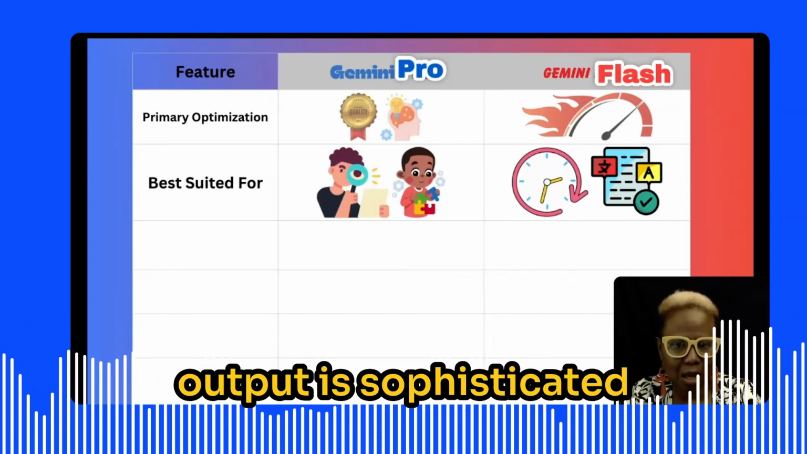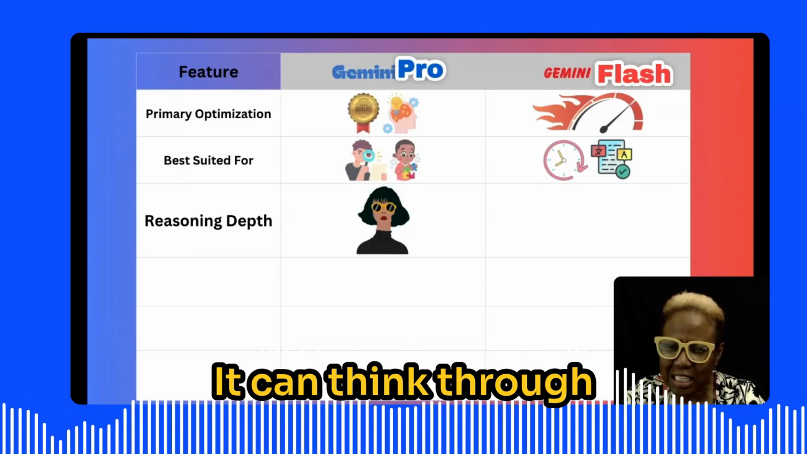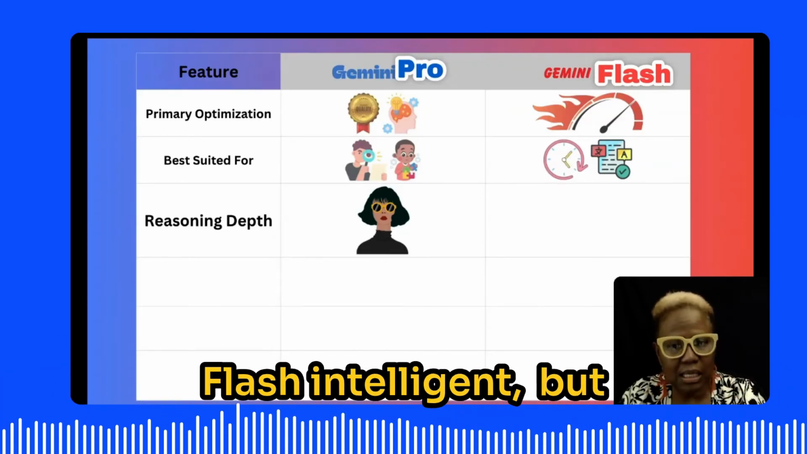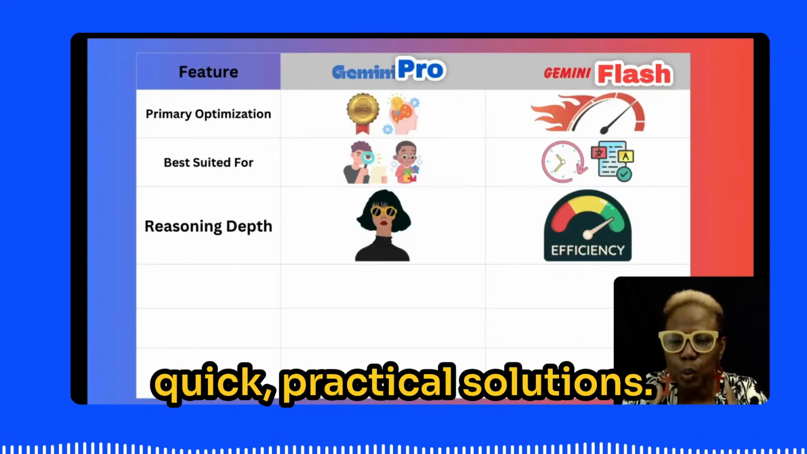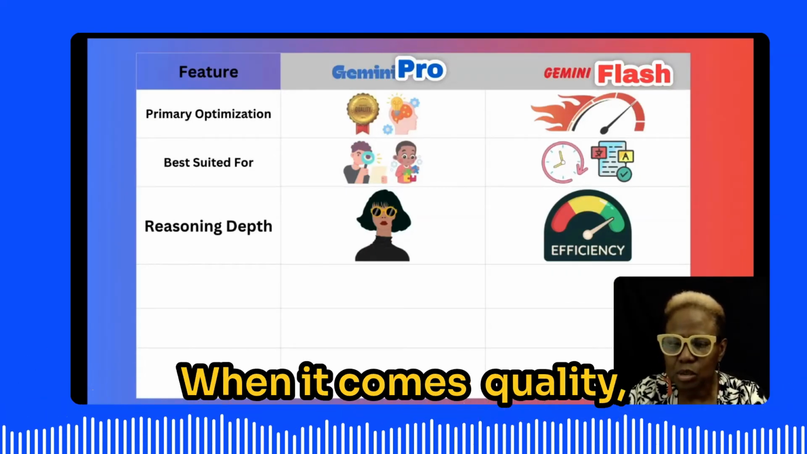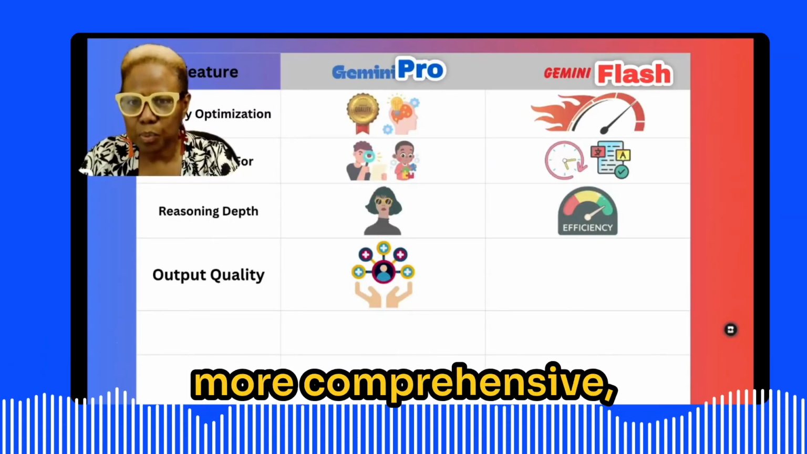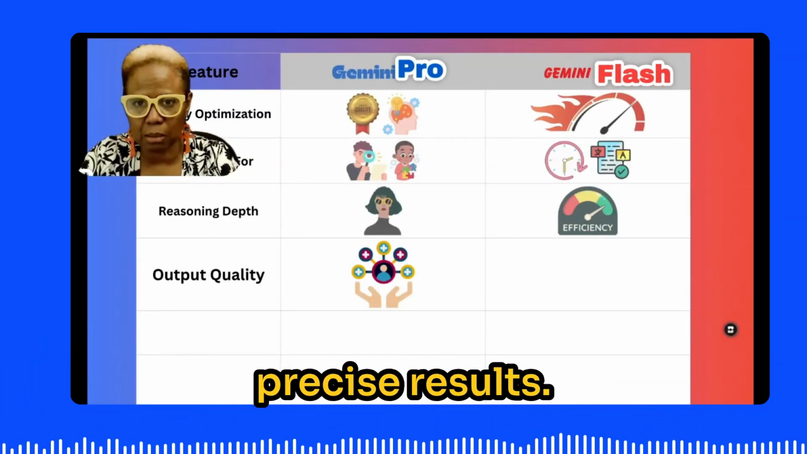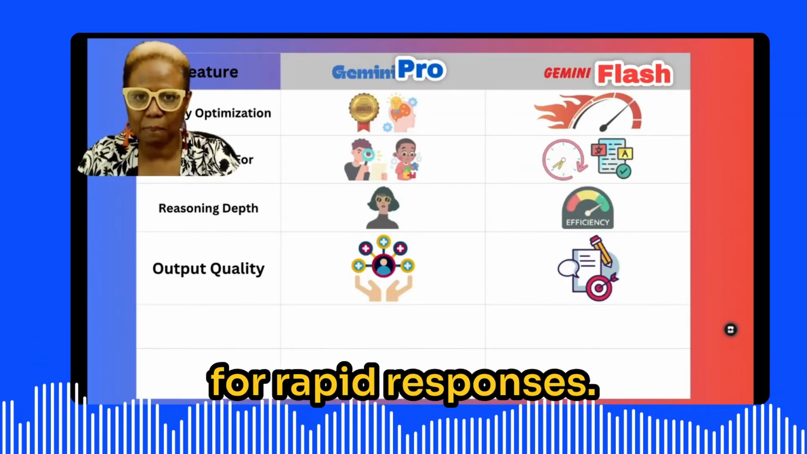Reasoning depth. Pro's output is sophisticated and often provides a more nuanced understanding. It can think through those complex problems. Flash, intelligent but focuses on efficiency, dynamic reasoning for quick practical solutions. When it comes to quality, Pro delivers that higher fidelity, the more comprehensive, precise results. Flash's output is also high quality, but it's more concise and optimized for rapid responses.